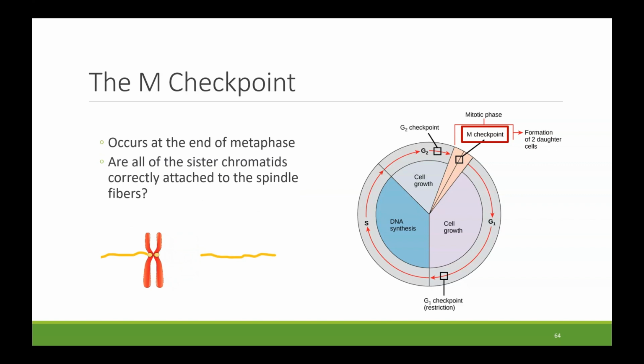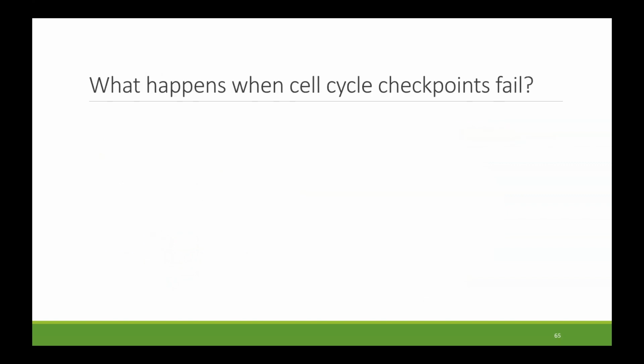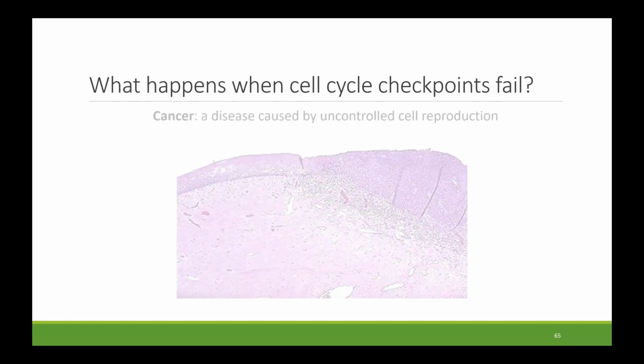So the cell has all of this quality control built in to its processes to make sure that errors don't occur during reproduction. But what happens when the quality control fails? What happens when the checkpoints miss something? What happens when damaged cells start to slip through the cracks and reproduce more damaged cells? The result of out-of-control cell division is cancer.